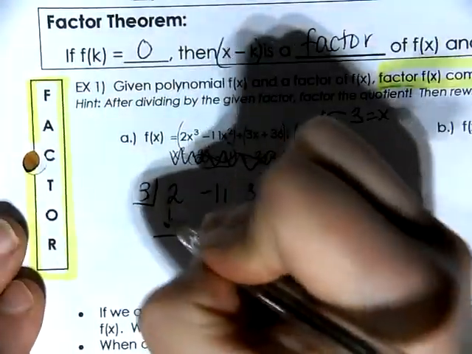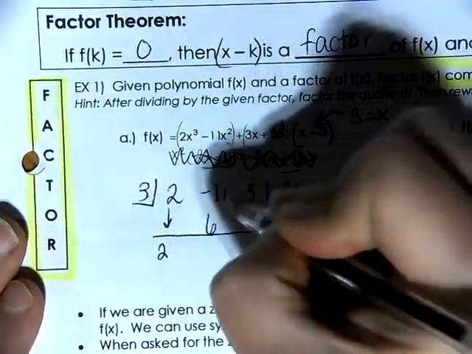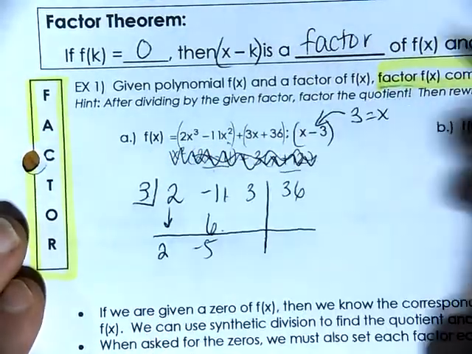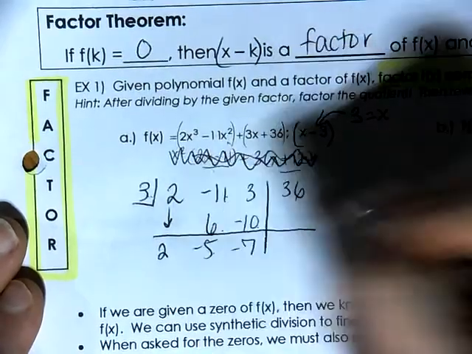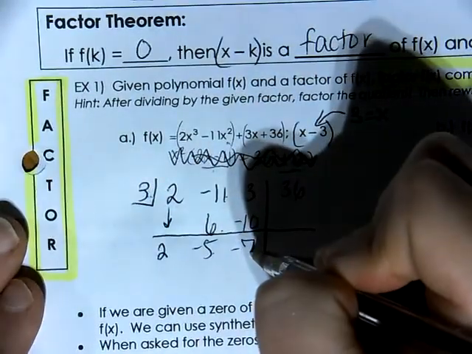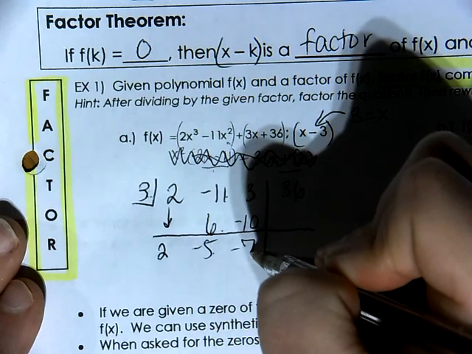And now I'm going to bring down the 2. And 3 times 2 is 6. Negative 11 plus 6 is negative 5. 3 times negative 5 is negative 10. 3 minus 10 is negative 7.